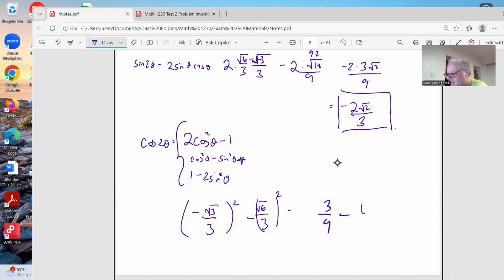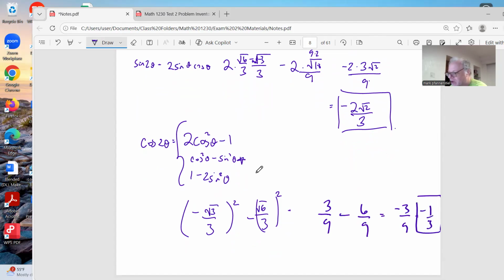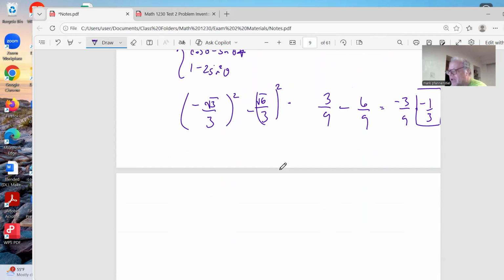And then we're going to have 6 over 9. So 3 minus 6, that's going to be negative 3 over 9. I think that's negative 1/3. Okay, so that's going to be our cosine of 2 theta here. Now we have to figure out the tangent of 2 theta.